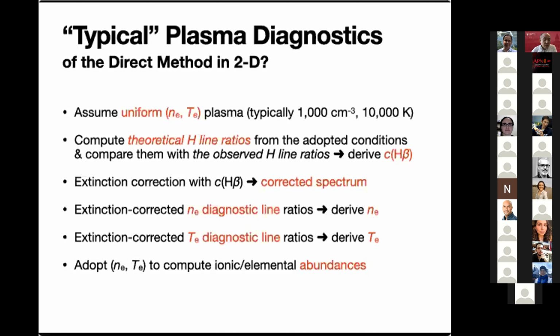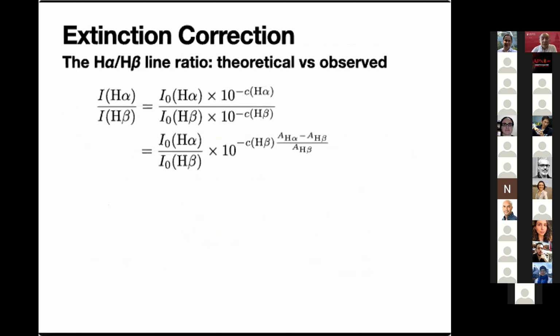So I started looking at this closely. This is how extinction correction is done. You have this observed line ratio here, and then the intrinsic line ratio gets attenuated by the respective extinction of the H lines. In this case, H alpha and H beta, but it doesn't have to be this ratio, but I use this ratio. And then if you work this out, the expression looks like this. Right? And then you get this, the extinction value, and then something else.